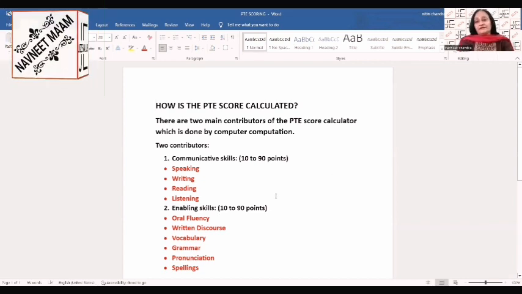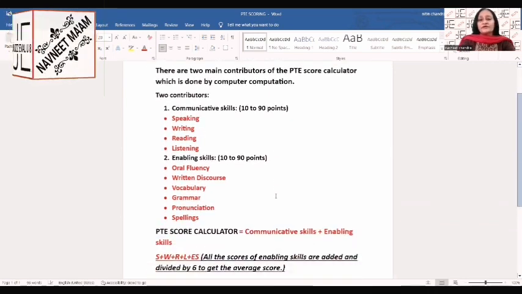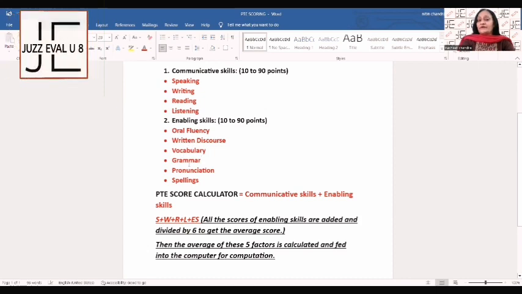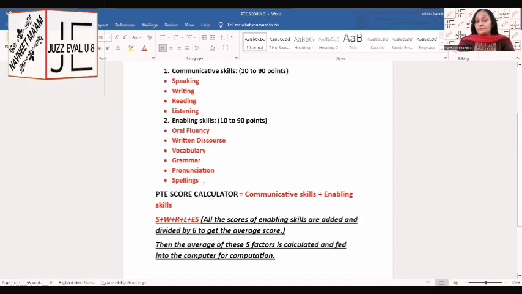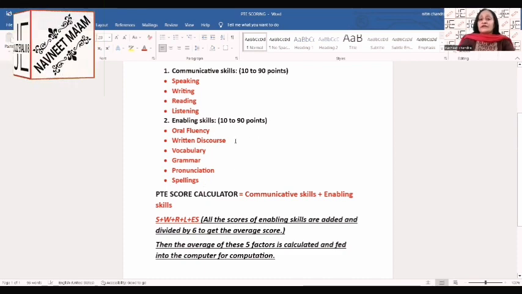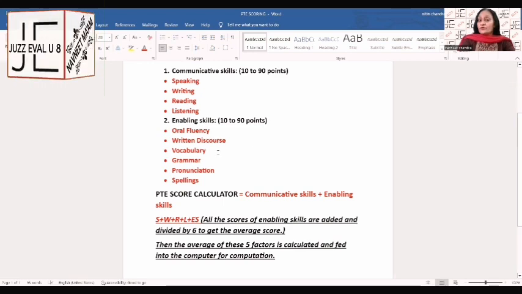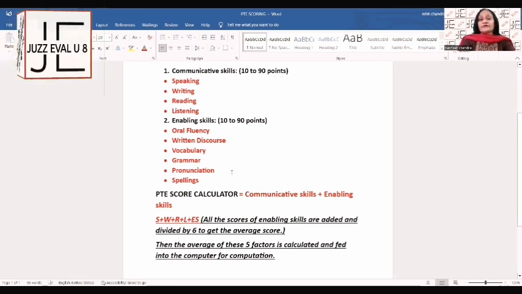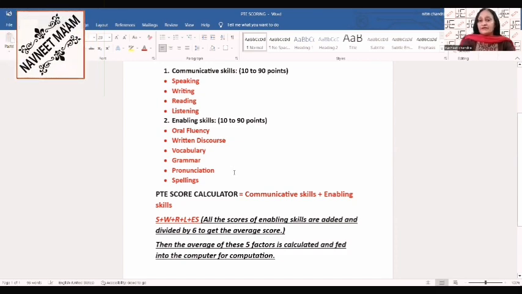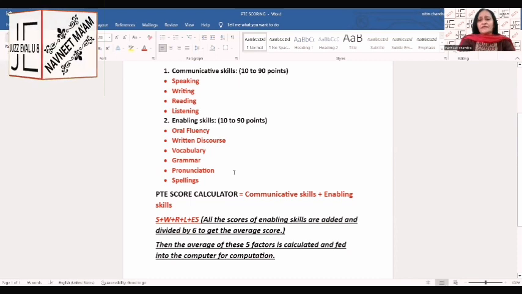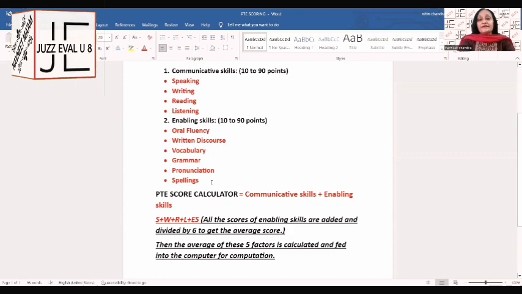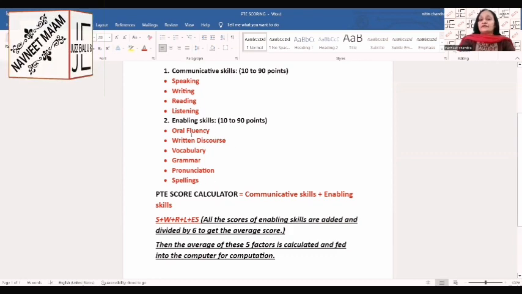Second is enabling skills. Now, enabling skills includes 6 things: oral fluency, written discourse, vocabulary, grammar, pronunciation, spellings. So, speak fluently. Whatever you have written should be correct. Good vocabulary, grammar should be correct. There should be no influence on your English speaking, that is, no mother tongue influence. There should not be any accent when you speak English, it should be neutral. Spellings should be correct. So, all these are enabling skills.